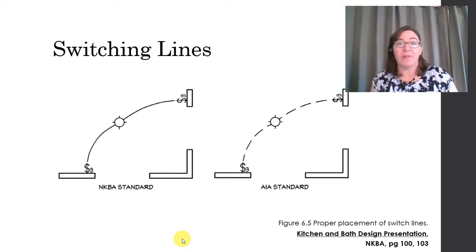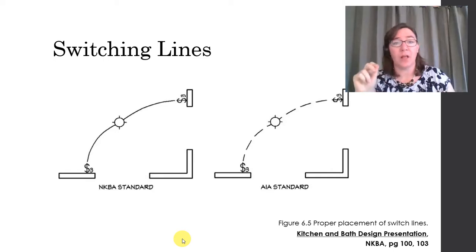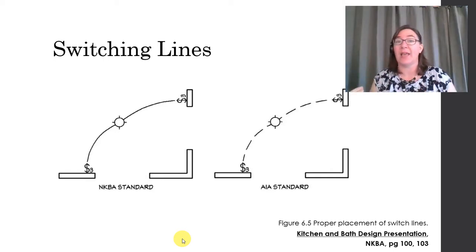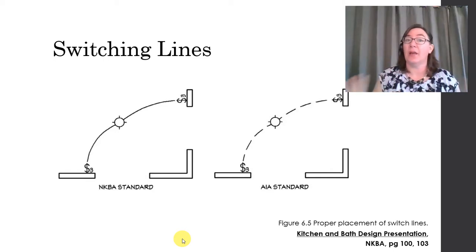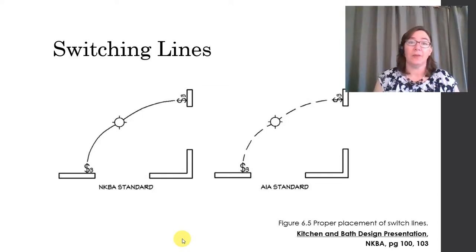There's a little bit of variability in the type of line that you're drawing. The NKBA standard is for solid lines. The AIA standard is for dashed lines. You'll see other variations out there. My personal favorite is the solid lines. I feel it's a little bit easier to read, a little bit more legible, and that's what I'd like you to use for your projects in this class.